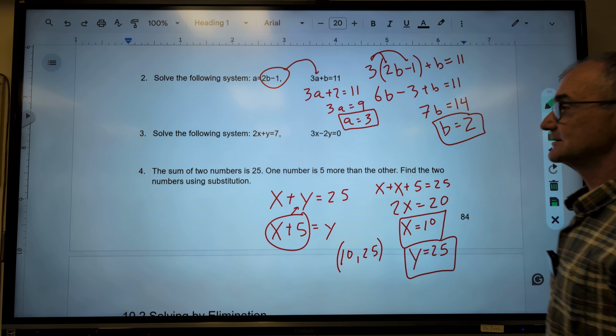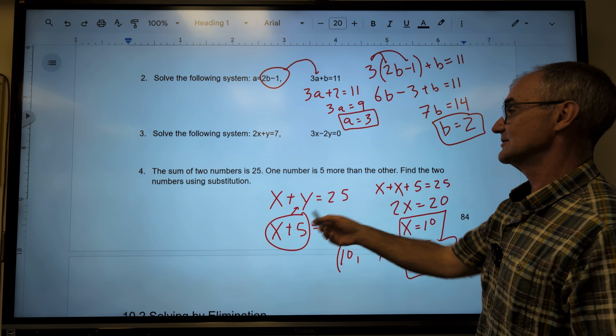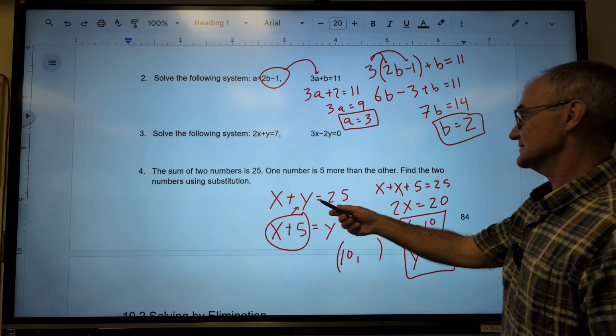Oh, I did that wrong. X plus y equals 25. That's exactly why you check it. This is wrong right here. This is wrong right here. Let me do this in blue. Hopefully you didn't turn off. Sum of two numbers is 25. One number is 5 more than the other. Find the two numbers. So all this is correct.